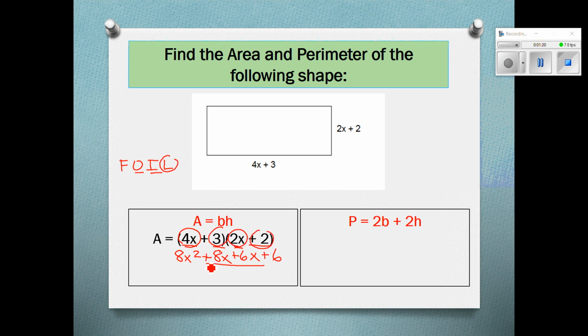And then remember, when we use FOIL, in the center we're going to find like terms, and we need to combine them together. When we do that, our final answer would be 8x squared plus 14x plus 6.